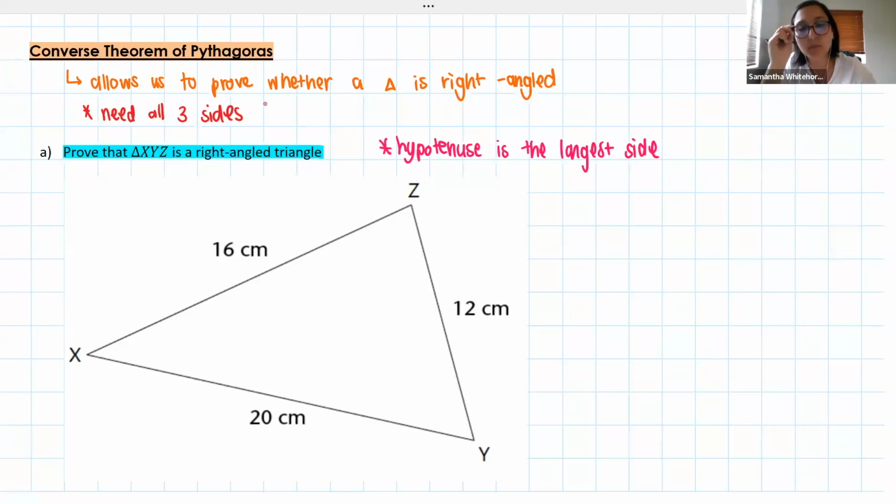Okay, so grade 8's, quickly in the chat: which side in this triangle is the longest side? Let me know what you think in the chat. Which one is the longest side?